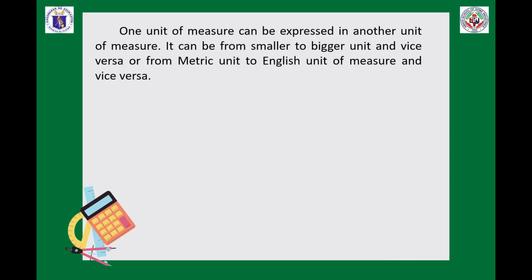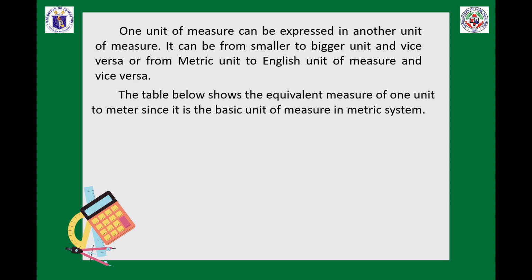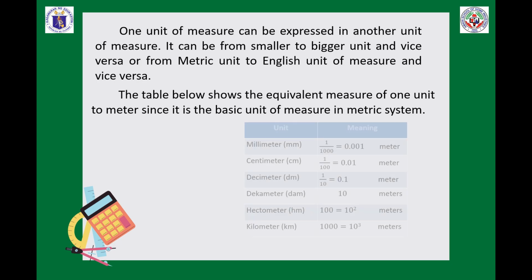One unit of measure can be expressed in another unit of measure. It can be from smaller to bigger unit and vice versa, or from metric unit to English unit of measure and vice versa. The table below shows the equivalent measure of 1 unit to meter, since it is the basic unit of measure in the metric system.